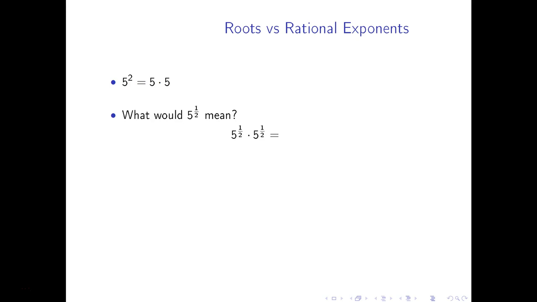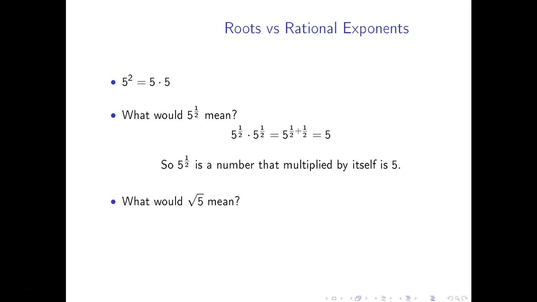Well, to understand that, think about it for a second. What is 5 to the 1/2 times 5 to the 1/2? Well, that means, remember, we add exponents, so it's just equal to 5 to the first power, just 5. What that means is that 5 to the 1/2 is a number that multiplied by itself is just 5. So it's some number that exists that if I multiply by itself, it's 5. Similarly, what's a square root? Now this symbol here is called the square root symbol. That's that funny little, almost like division symbol. Well, it means a number that squared is 5. But a number squared is the same thing as a number multiplied by itself.